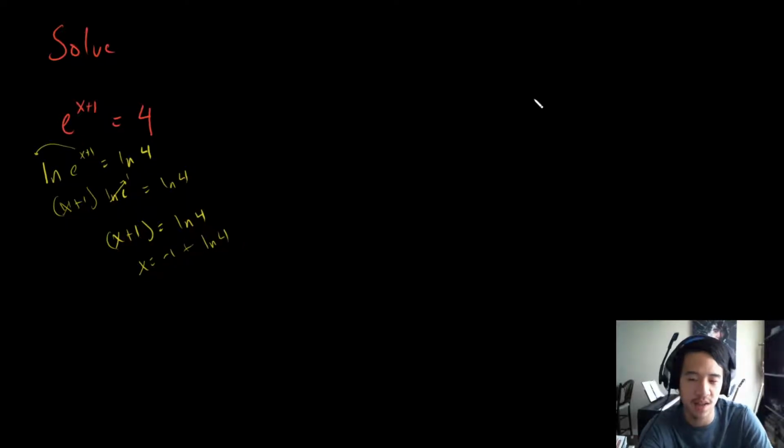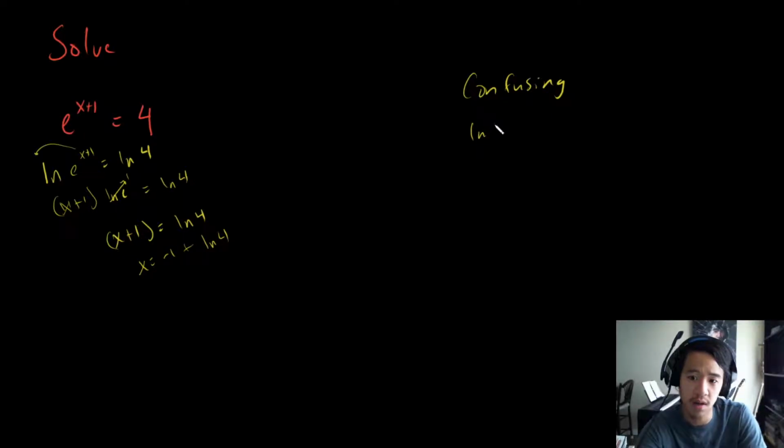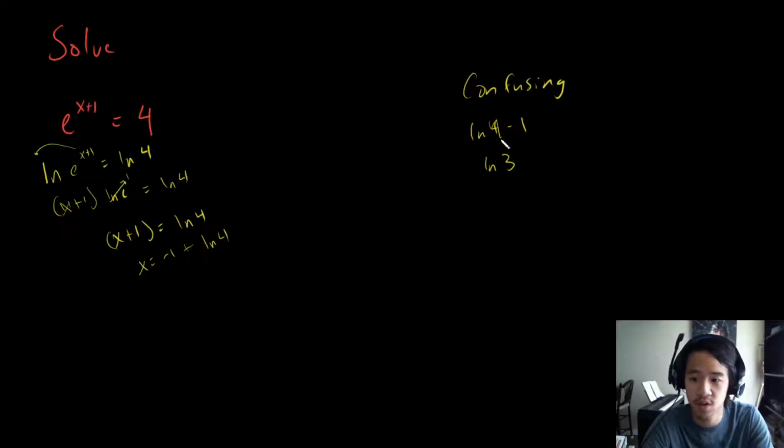And you might be asking, why did I write it like that? It's because sometimes it's confusing if people do ln of a number like 4 and then minus 1. Some people think this is ln of 3, which it is not. So that's why I chose to write it the other way. Don't do this. If you're going to do this, make sure you use parentheses around the 4.